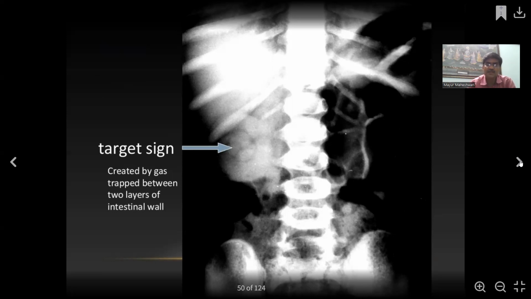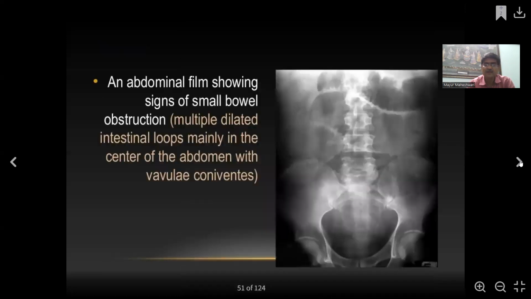Sometimes, very rarely, you can see it on a plain X-ray abdomen. Now this is a picture of a child with intussusception who has developed a small bowel obstruction. There are multiple dilated bowel loops. You can see a mucosal pattern, that is the concertina effect.